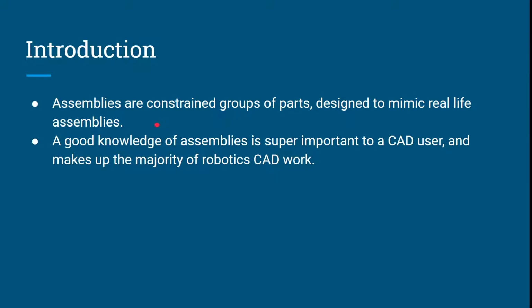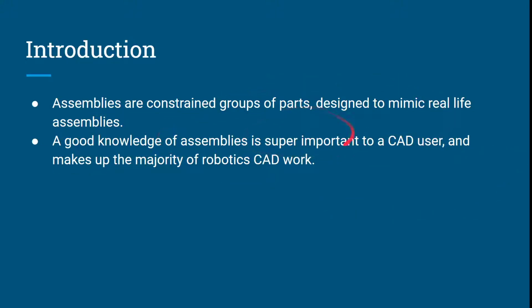So, getting started, right? Assemblies are constrained groups of parts. Basically, assemblies are designed to mimic things in real life. So, if in real life your drive base assembly, let's say for your robot, had a frame, like your chassis frame, and then some wheels coming off of it, then that's what you would have in the CAD, and those wheels would be able to spin like they can in real life, right? And then that CAD assembly would be used as a reference to build that actual drive base.